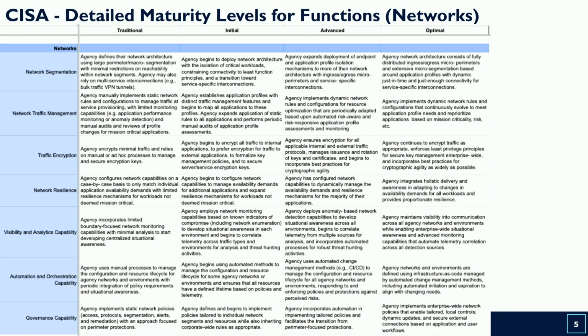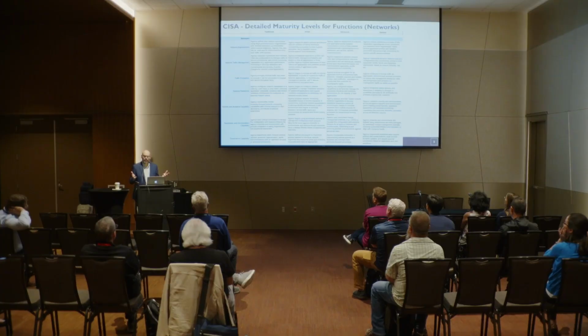In the document, there's a further, more detailed breakdown. So what they've done is identify 40 functions in aggregate, and you can see 7 or 8 of them here for the networks. For each of these, they've given you a description of what they use the word agency because this is intended for federal, but it also applies to enterprises. What are the attributes of your organization? What should they look like at these different levels?